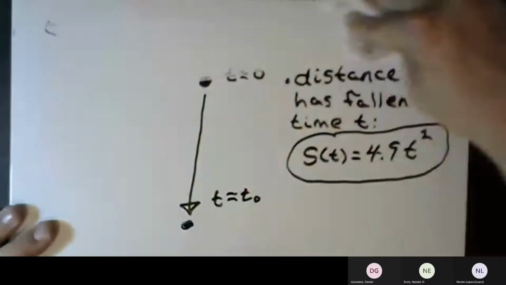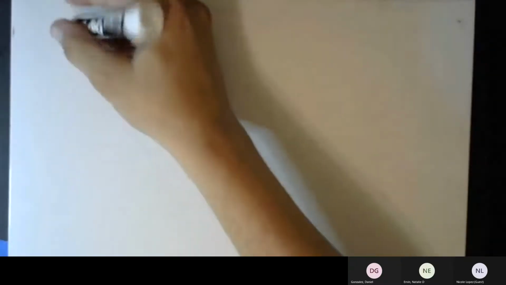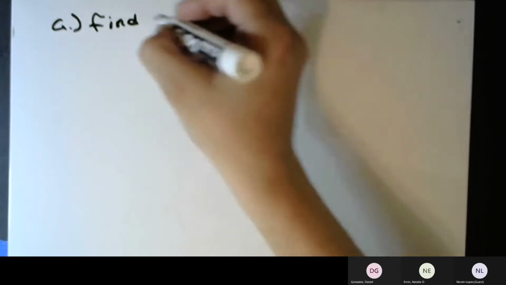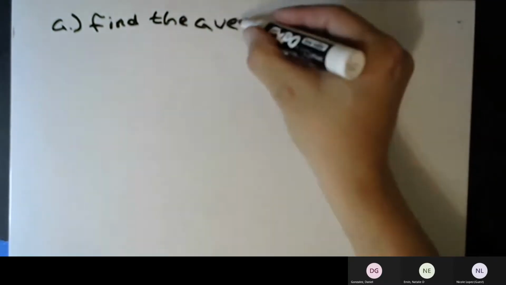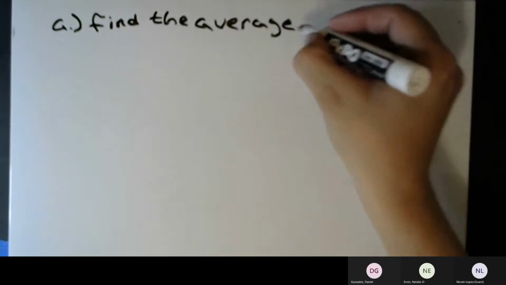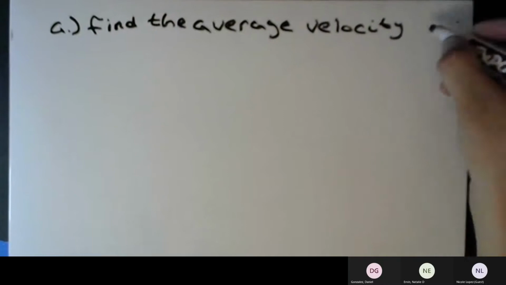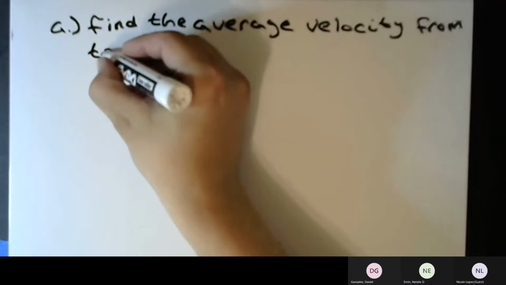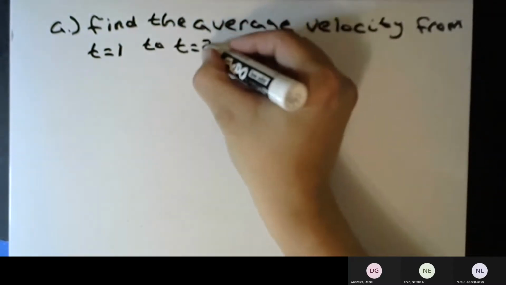So let's say we have this. Let's calculate the average velocity from t equals 1 to t equals 3.